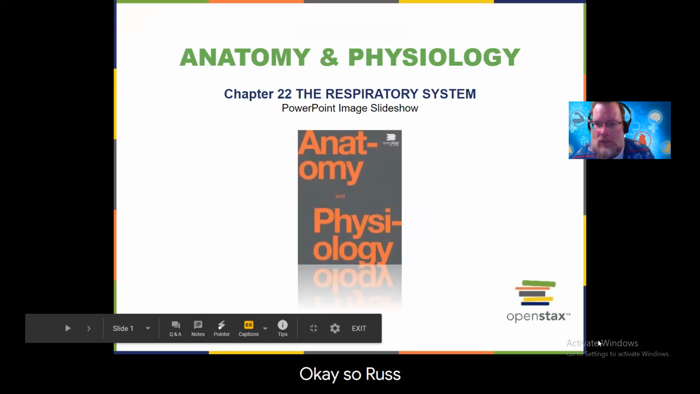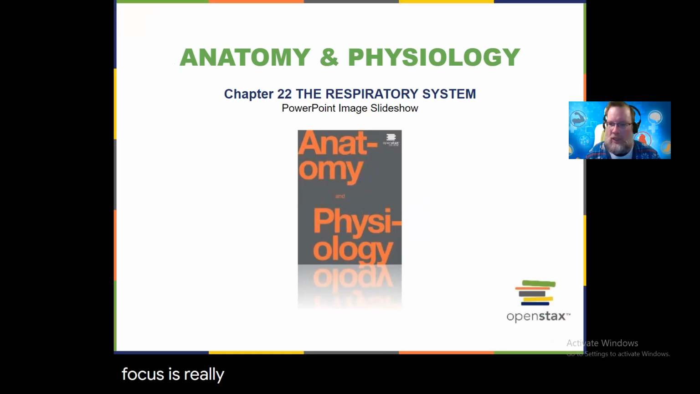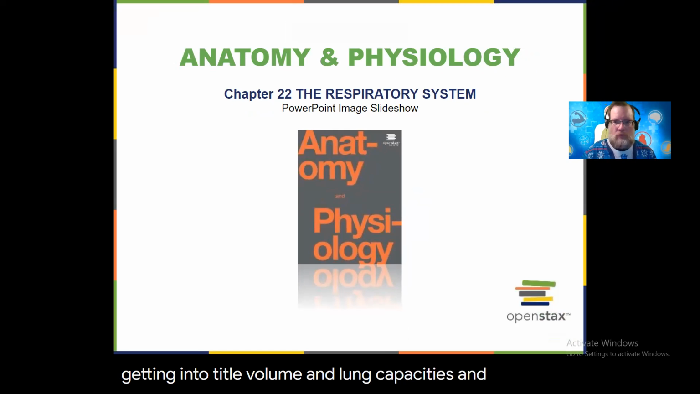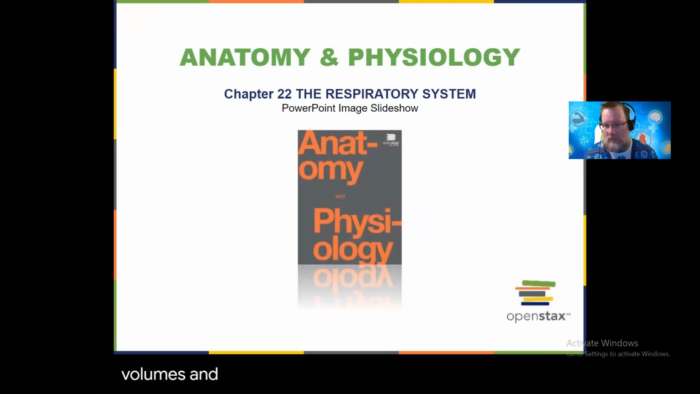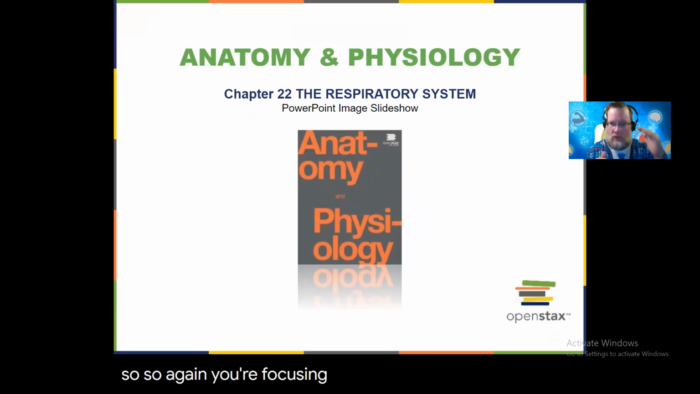so the respiratory system is chapter 22. And again, your focus is really just going to be on 22.1. You're going to look at the rest of that chapter next semester, when we start getting into tidal volume and lung capacities and residual volumes and all of that good stuff. That's all physiology. So as you're looking through the chapter, your focus is to really just stay in part one. What structure is it?